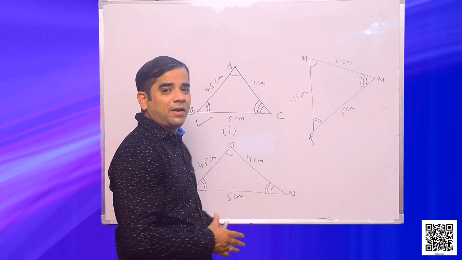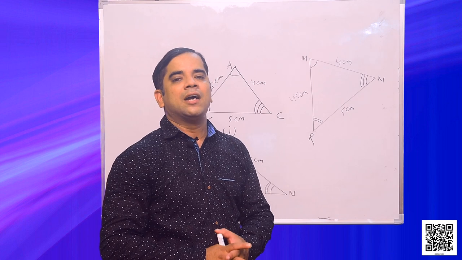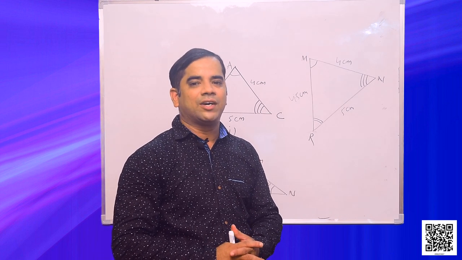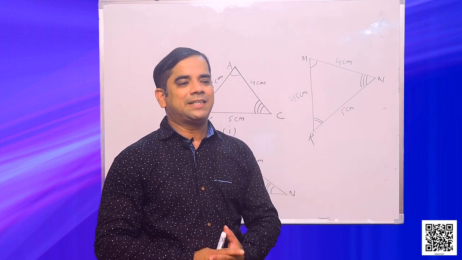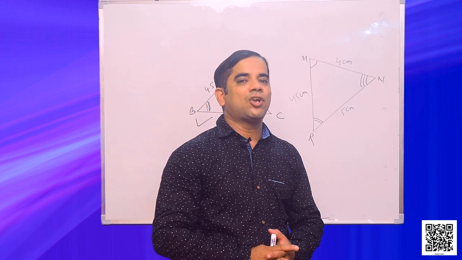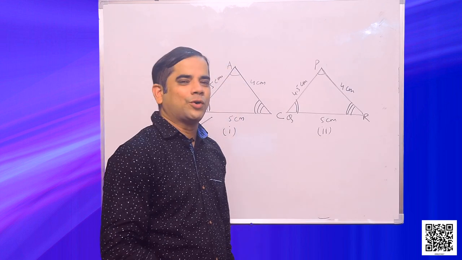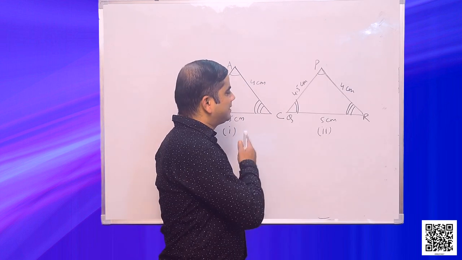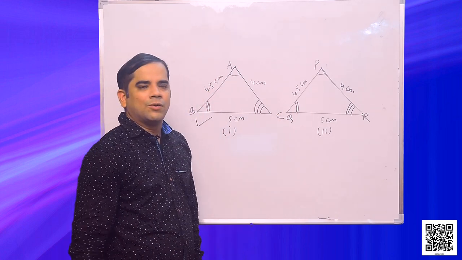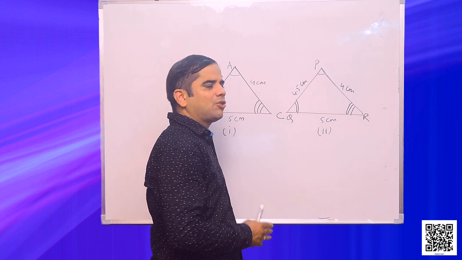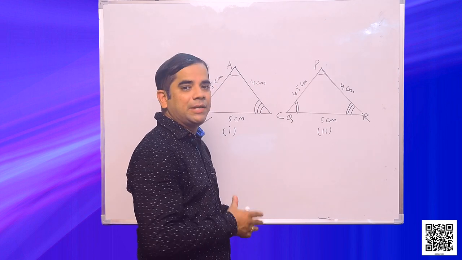So what we have observed from all the given figures is that the first four figures are congruent triangles. The fifth figure is not congruent because it has all equal sides. That means it is an equilateral triangle, which is not congruent to figure number 1. Okay? So students, let us compare the triangles ABC and PQR. We have come to a conclusion that these two triangles are congruent to each other. So how can we represent this?